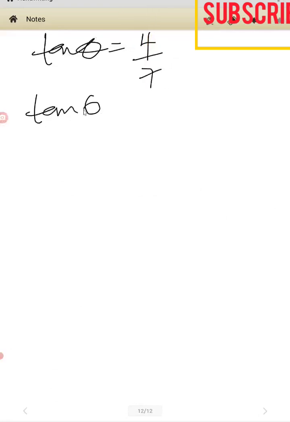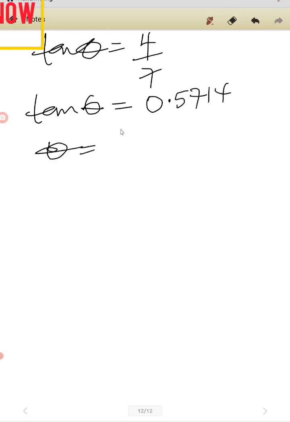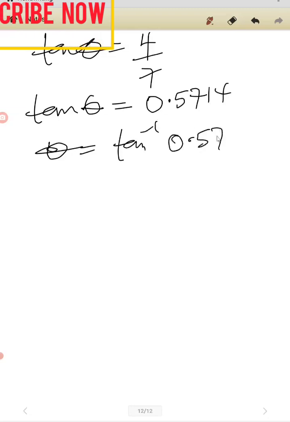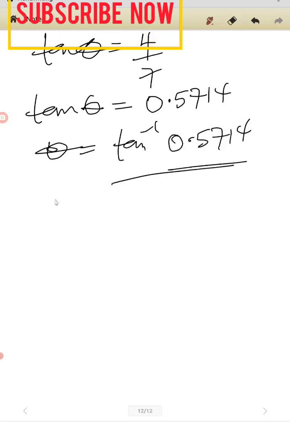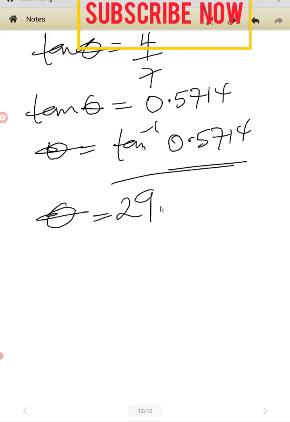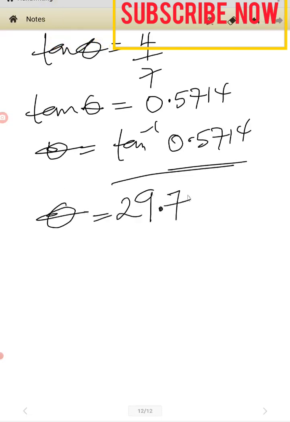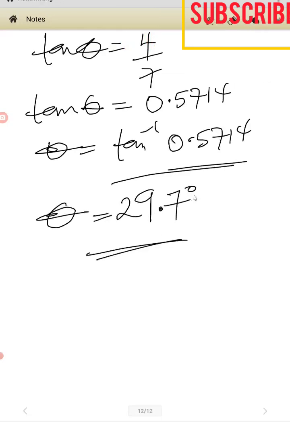Let's say tan theta will now give you 0.5714. So theta will be the second function of 0.5714. So by the time you press the calculator for the second function of tan of this, we have our theta to be 29.7 degrees. So that is how we find gradient.